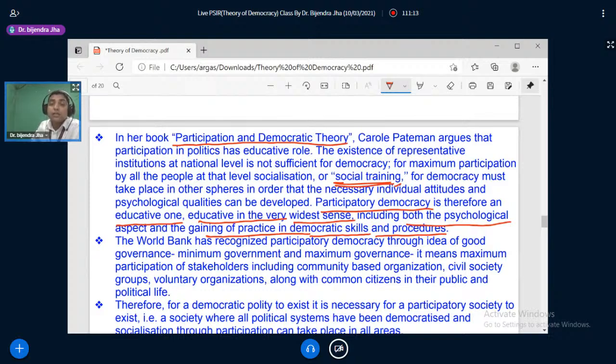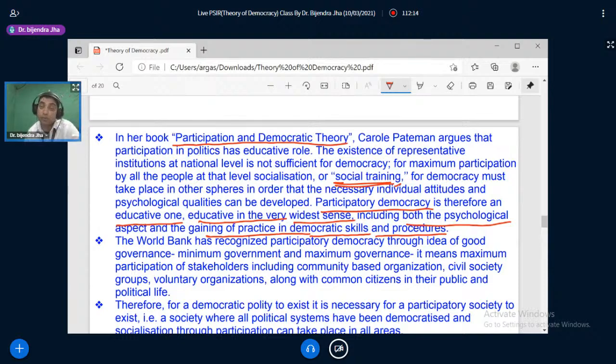very necessary. So participation in democracy is very important because participation has an educative role. The existence of representative democracy at the national level is not sufficient for democracy. जैसे हमारे इंडिया में representative democracy है, but it's not sufficient. We have local democracy where people participate. There is a Gram Sabha. What is Gram Sabha? In the Gram Sabha, every member is eligible to come and participate in the affairs at the local level. So that is the major argument of Carole Pateman, and it is very important to write it in your paper.